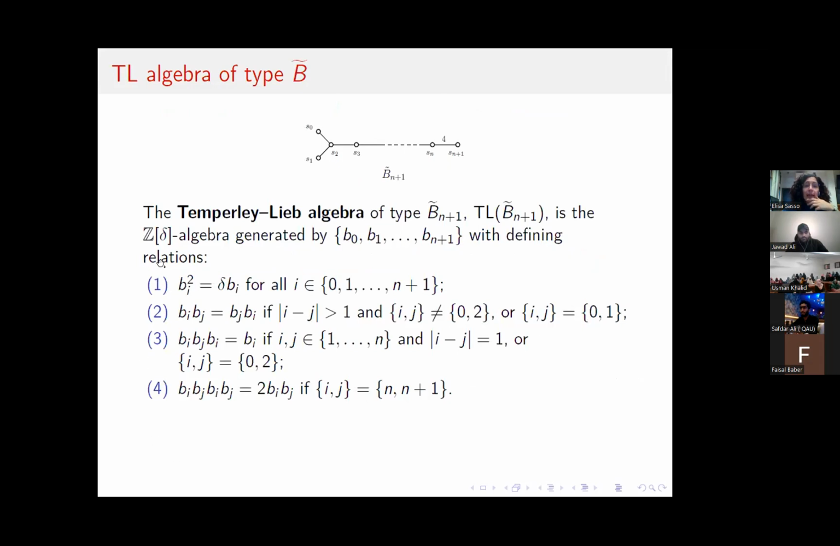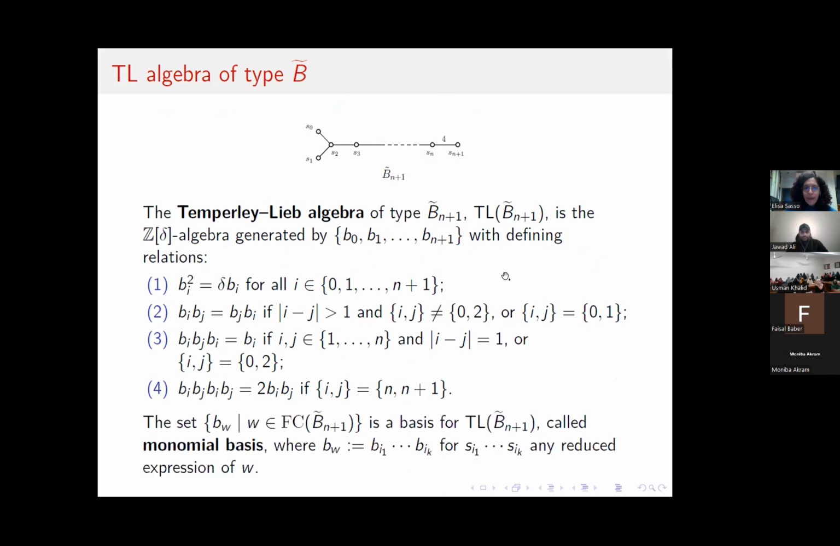This one is the abstract presentation of the temperley-Lieb algebra of type B tilde. This time we have a couple more generators and a couple more relations than before. I will not read this out; trust me that it is the abstract presentation of the temperley-Lieb algebra of type B tilde. Again, we have the so-called monomial algebra, now considering the fully commutative elements of the Coxeter system of type B tilde.